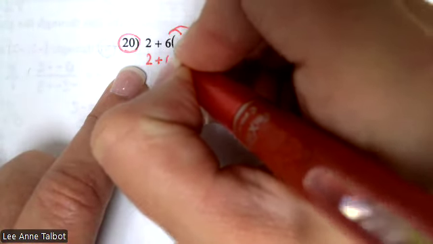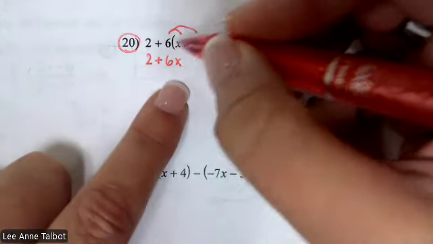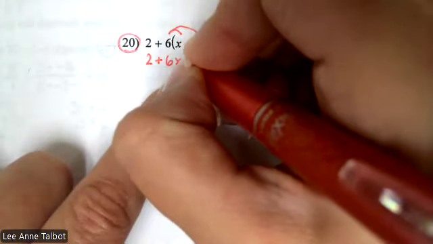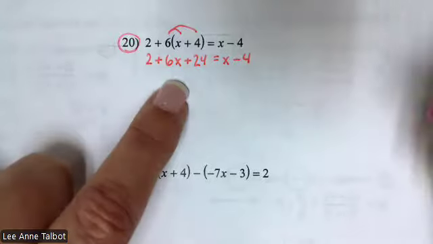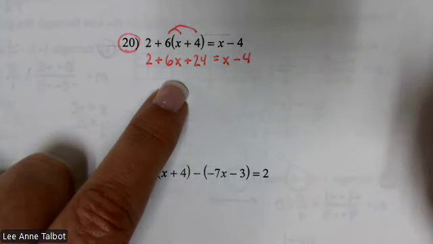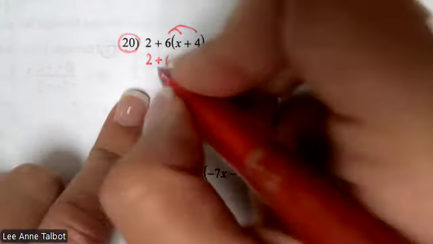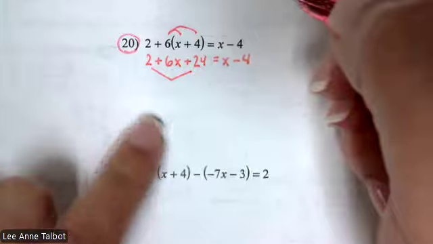6 times x is 6x. 6 times 4 is 24. Okay, and then combine like terms.